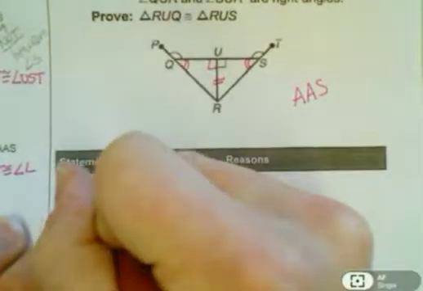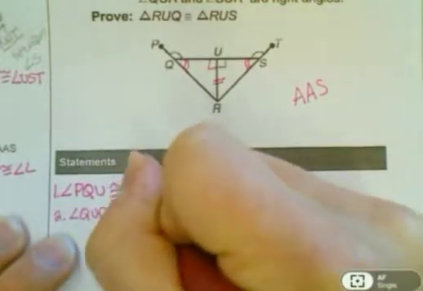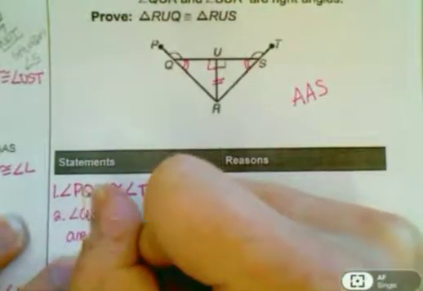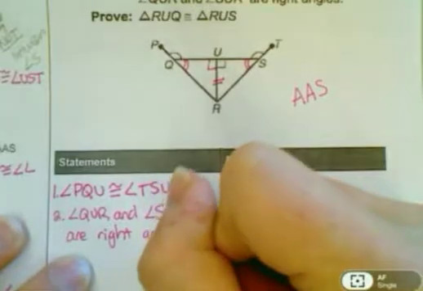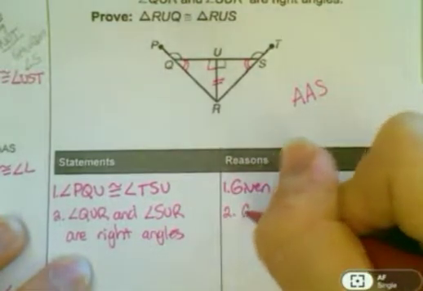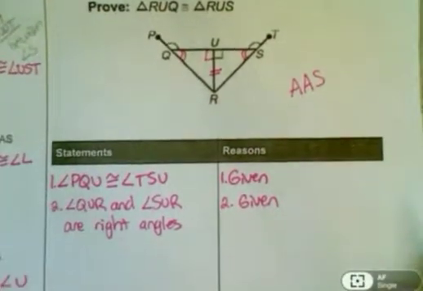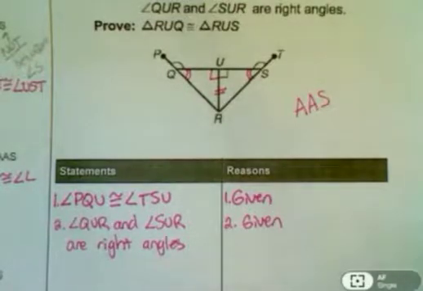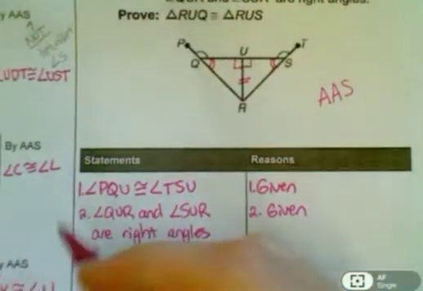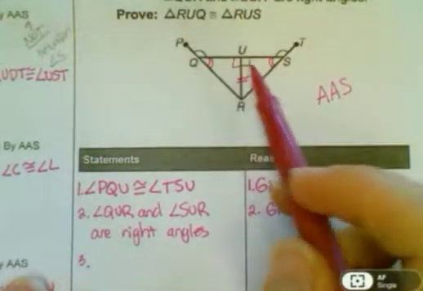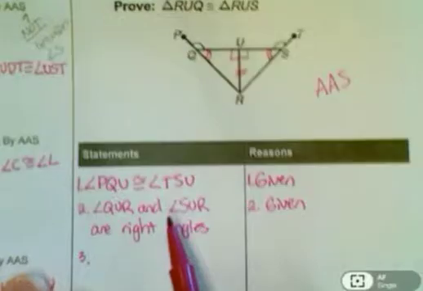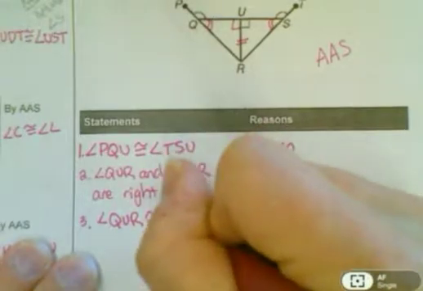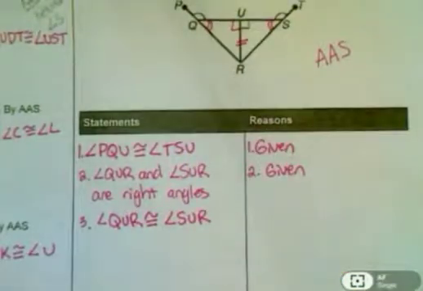Statement 2, I'm just copying from up here. Okay, so that's what's given. We need two angle congruent statements and a side congruent statement. So I'm going to start with these angles. So this will be statement 3. And I want to be able to say that those angles are congruent. It's these two angles that were listed here. So I'm going to say angle QUR is congruent to angle SUR. So that's my first angle congruent statement.